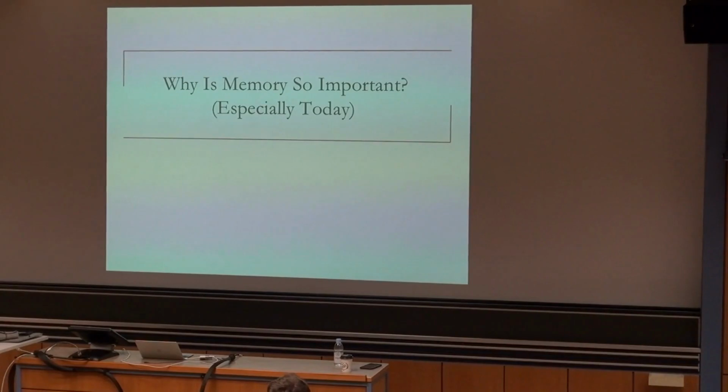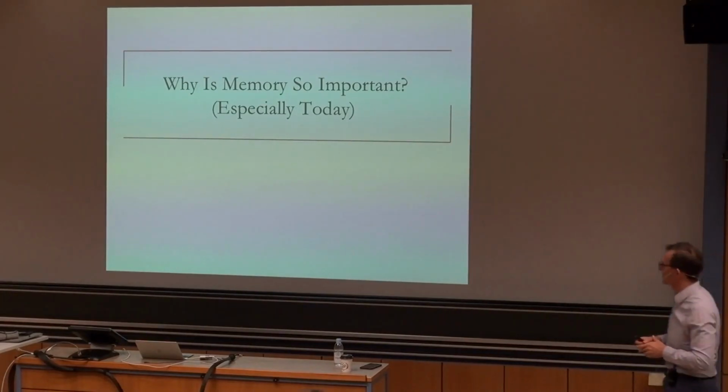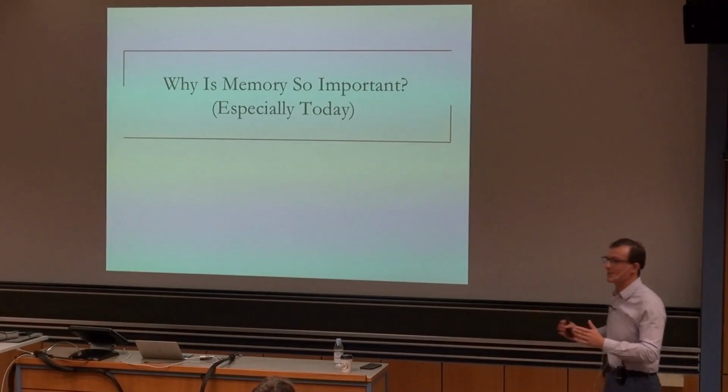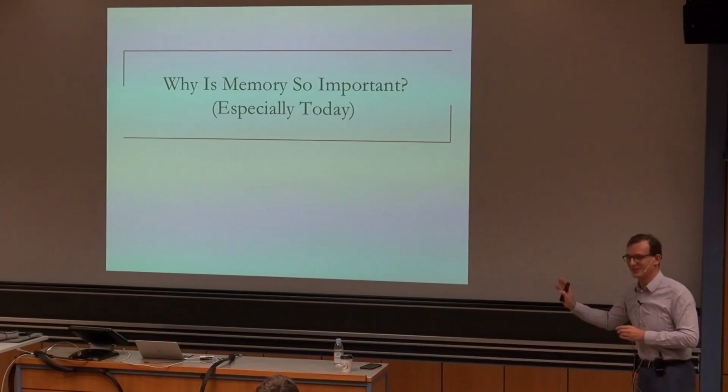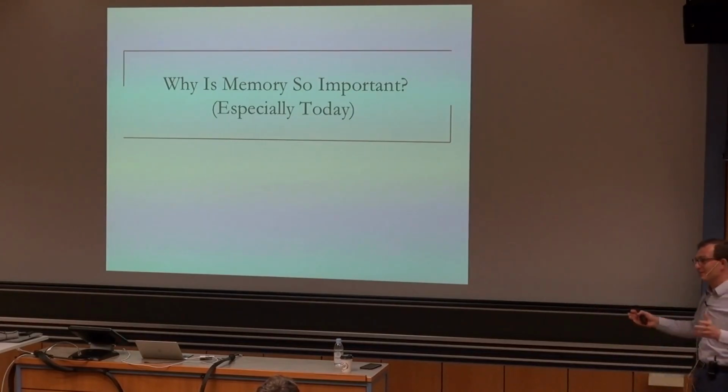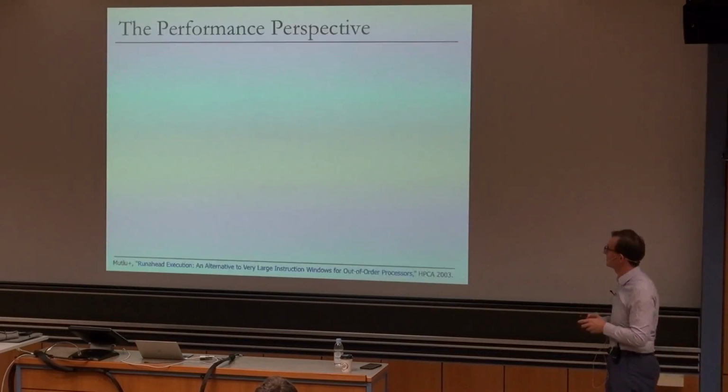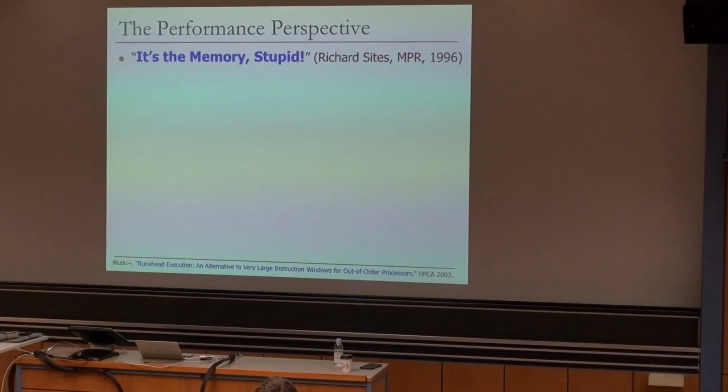Okay, but let's start with why is memory so important, especially today? Because today it's extremely important, and everybody knows that we're constrained by memory. And everybody is trying to minimize the memory accesses because they know that when you go out to memory, it's not good. But people's hands are relatively tied because you may not always be able to minimize the memory accesses. And that's why it's becoming even more important, because computation is pushing the boundaries. I'll give you the performance perspective.